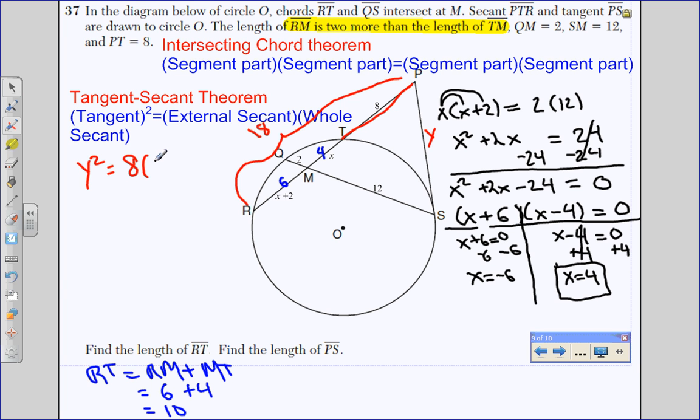So it's going to be Y squared equals 8 times 18. So what's 8 times 18? That's 144. Y squared equals 144. Square root both sides. And you get Y equals 12. Now Y represented segment PS. So now we can say segment PS is equal to 12.